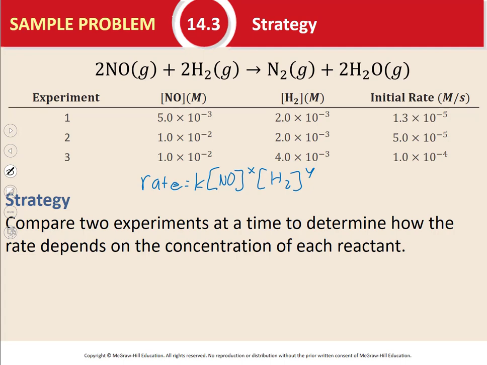So to find what X is, what 2 experiments am I going to compare? 1 to 2, good, because from 1 to 2, I didn't change what hydrogen is, but I did what with the nitrogen monoxide? Be careful with scientific notation. 5 times 10 to the negative 3 versus 1 times 10 to the negative 2. What happened?